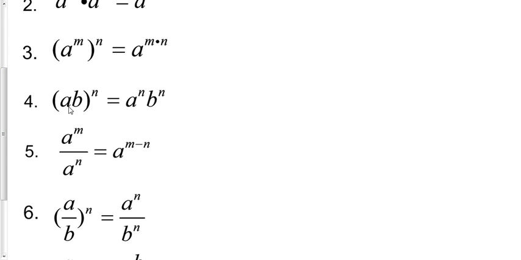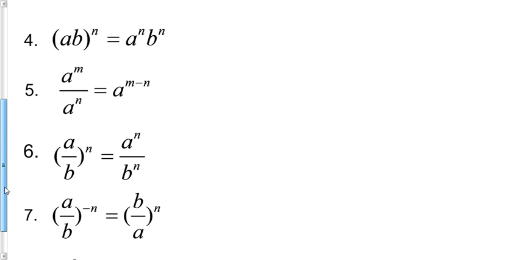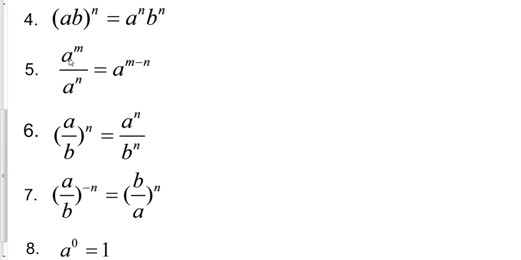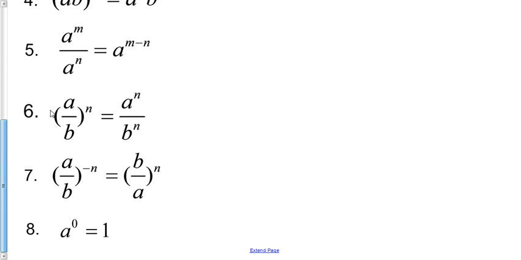If you have more than one base in parentheses, like ab to the power of n, it's the same thing as a to the n, b to the n. And then the last few have to do with fractions. In property 5, if you have the same base in the numerator and denominator of your fraction, you can simplify it by subtracting the powers. If you have two different bases, a over b to the power of n, that's the same thing as a to the n over b to the n. And in 7, if you've got a fraction to a negative exponent, you can take the reciprocal, flip the fraction over, b over a to the positive power. And then finally, anything to the 0 power is equal to 1.